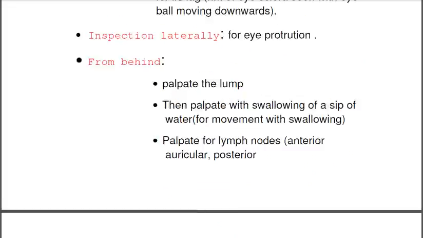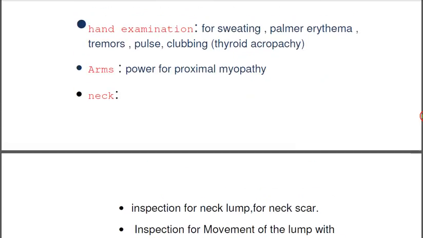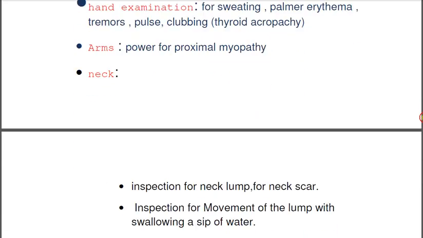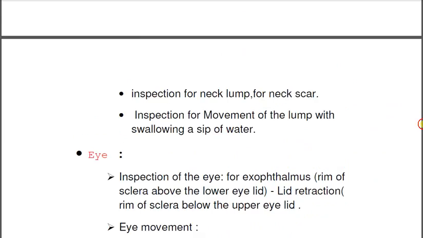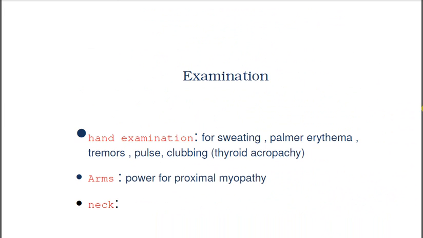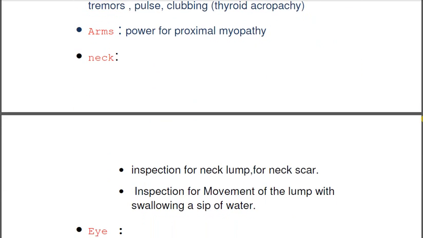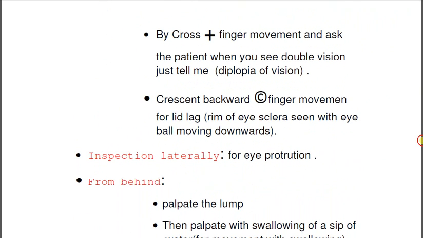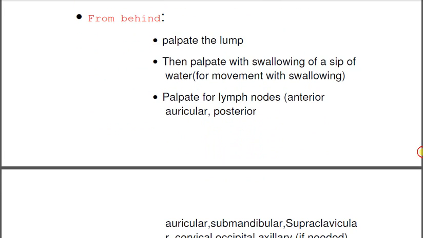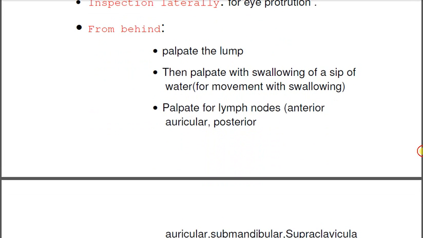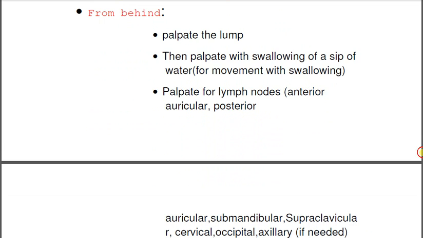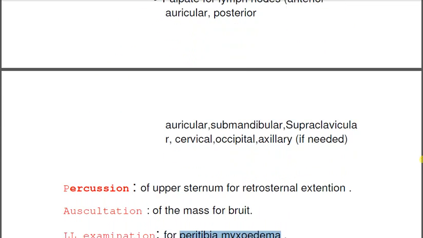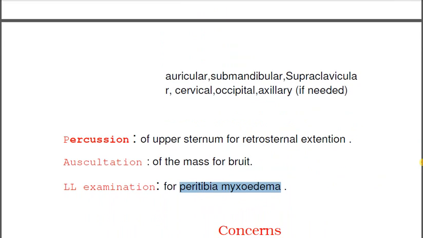I hope I made the examination easy for you. Don't miss anything of this examination at all. Hand examination, arm examination, neck examination, eye examination, inspect laterally for eye protrusion, from behind do palpation of the lump, palpate the lump with swallowing a sip of water, palpate the lymph nodes, percussion of the upper sternum for retrosternal extension, auscultation of the mass for bruit, lower limb examination for pretibial myxedema.